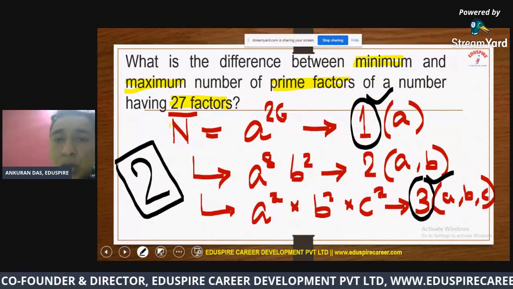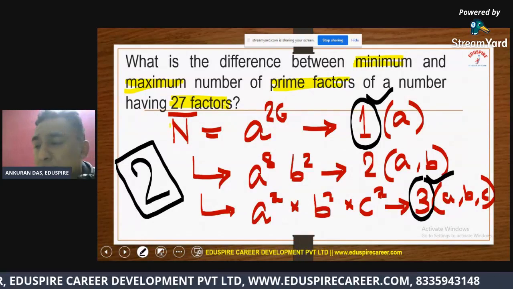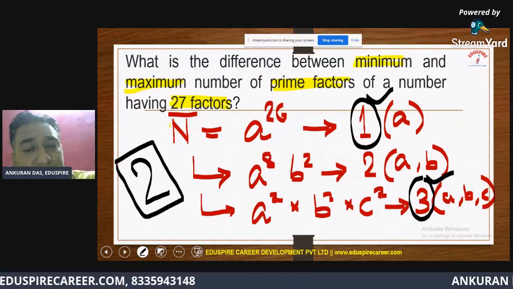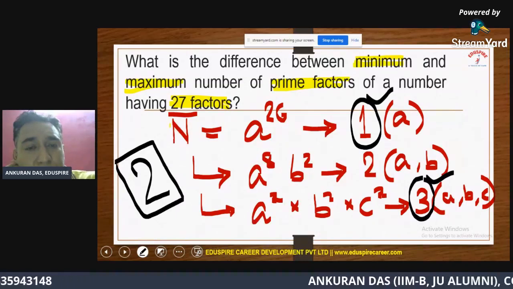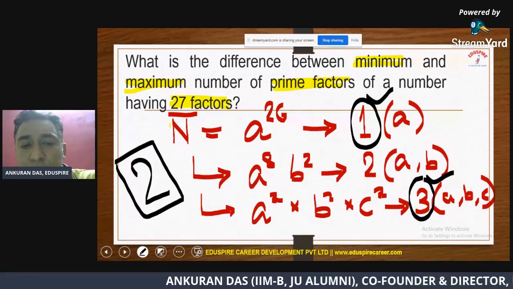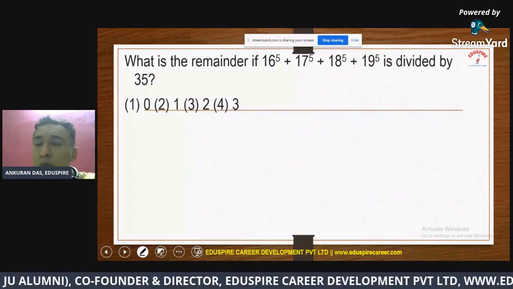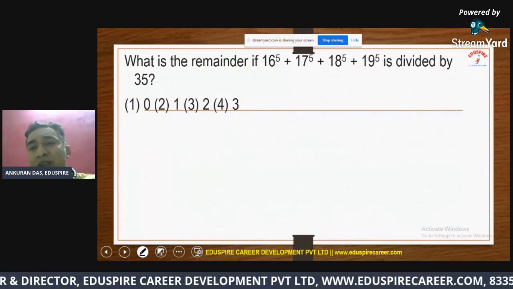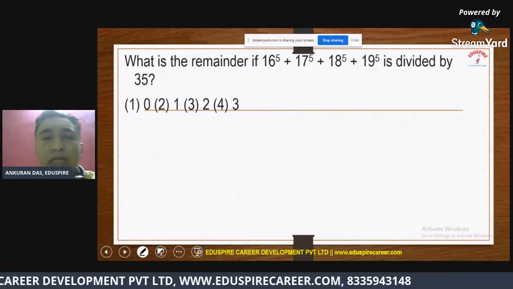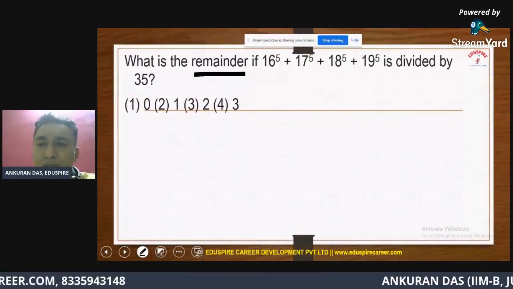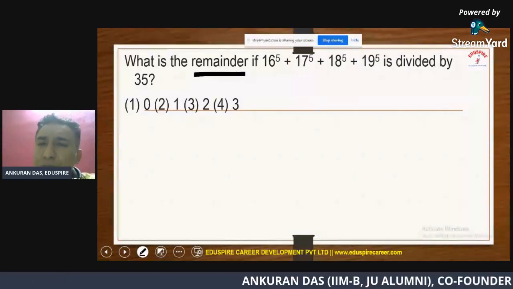Okay, so I hope that was clear. An excellent example of understanding of factors. Okay, so I will take you to the next one right away. Please go through this. Now this time I am changing the variety or the concept. This time it is from the concepts of remainders. So please go through this, pretty interesting.